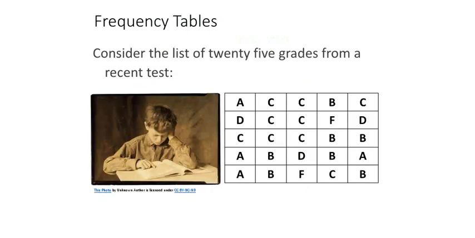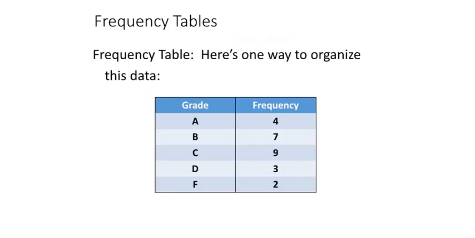Here's an example. Let's consider the list of 25 grades from a recent test. Now, if we have a lot of these grades and we're just looking at the table and it's a small group, we can get sort of a feel for that. But if we really want to tell the story of what this data represents, we put it in a table. Our frequency table tells us that there were 4 A's, 7 B's, 9 C's, 3 D's, and 2 F's. This is an organization of the data, and it tells us that clearly C's and B's were more popular grades than A's and D's or F's.